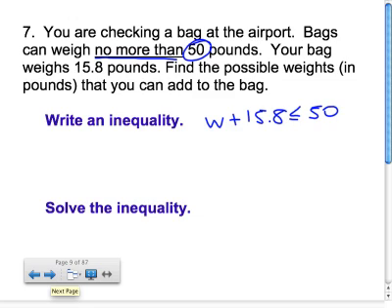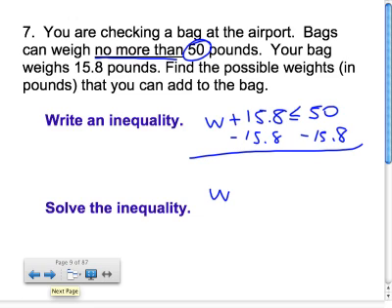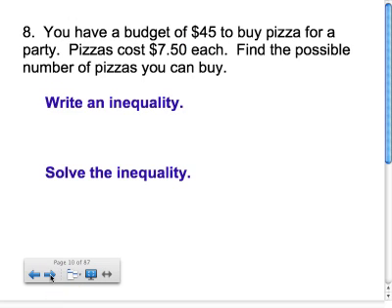So there's the inequality. Subtract your 15.8 from both sides. And you'll find that the amount of weight you can add cannot be any more than 50 minus 15.8. It's going to be 34.2 pounds. Okay, so you can put things in your bag as long as you stay under 34.2 or equal to it. You can put exactly 34.2 pounds in your bag if you have that much more stuff.